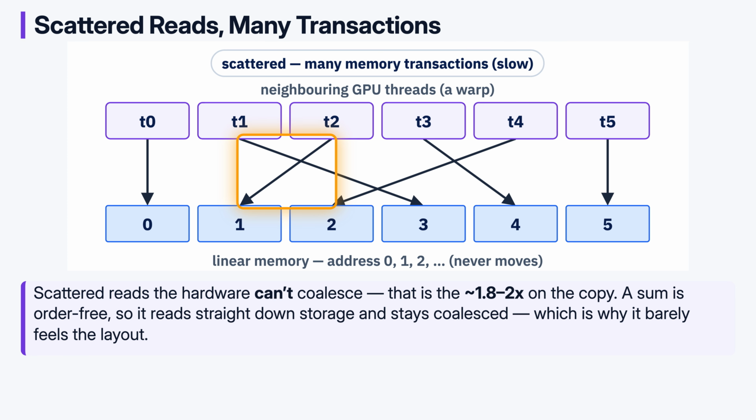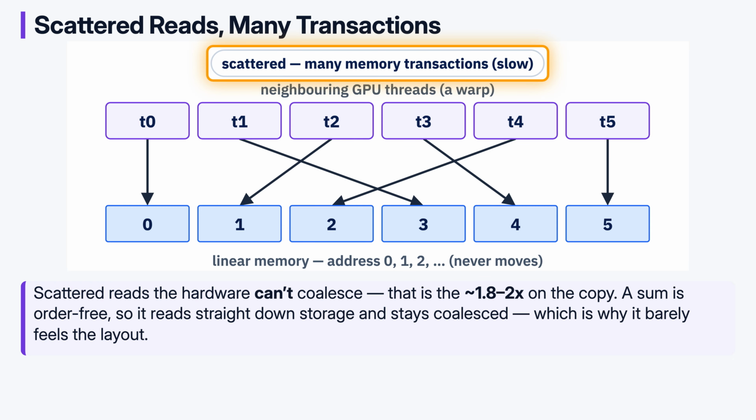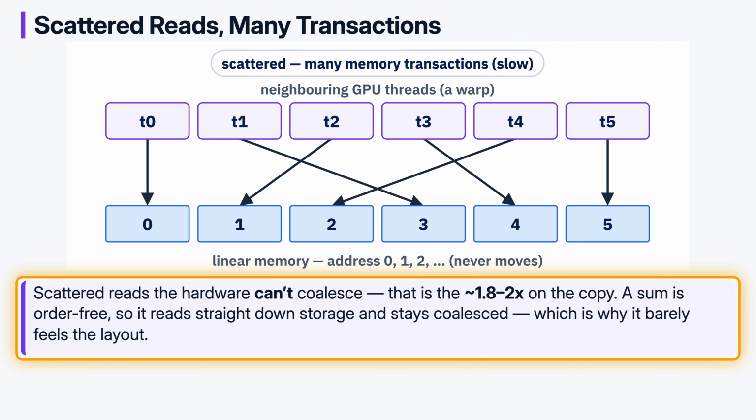Transpose, the arrows cross to scattered addresses. Same jump as the stride figure, 0, 3, 1, 4, 2, 5. Now neighboring threads read scattered addresses. The hardware cannot fetch them together. It issues many transactions. Those scattered reads the hardware cannot coalesce. That is the roughly 2 times on the copy. A sum reads straight down storage, so it barely feels the layout.